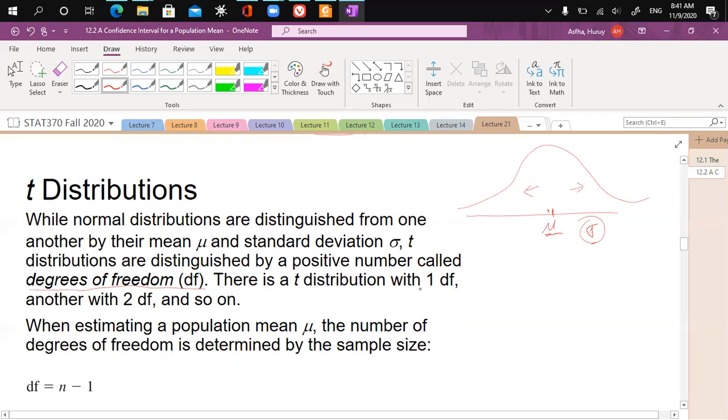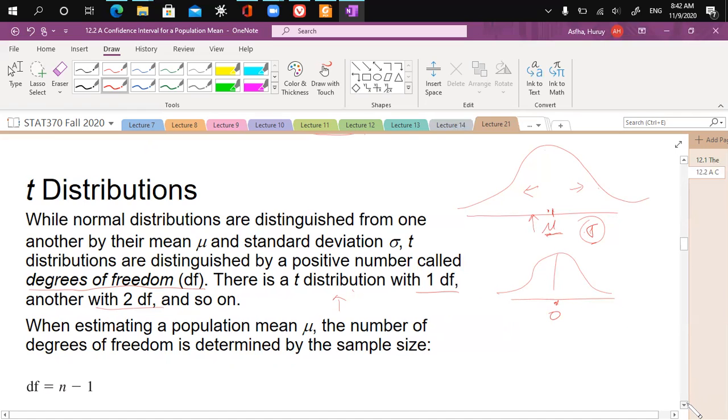The center doesn't change. For all of these, with different degrees of freedom, the center is always around 0. The question is the curvature, the wideness. As the degrees of freedom increase, the shape of the curve looks more like the normal. It approaches the normal curve. I will show you what I mean by this.